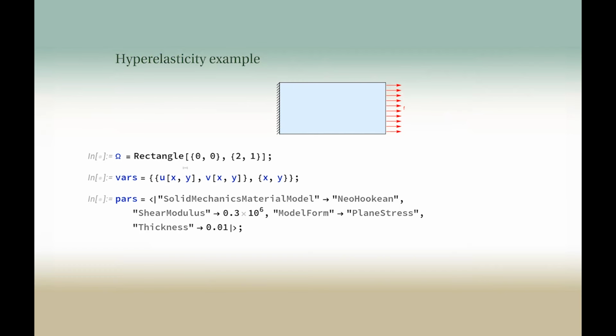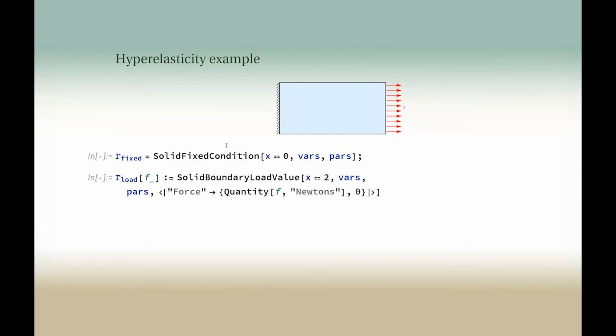We specify the parameters, so we say this is a solid mechanics material model. We want a neo-Hookean model. We specify the shear modulus. The model form is a plane stress case, and the thickness of this thing is 0.01 units.